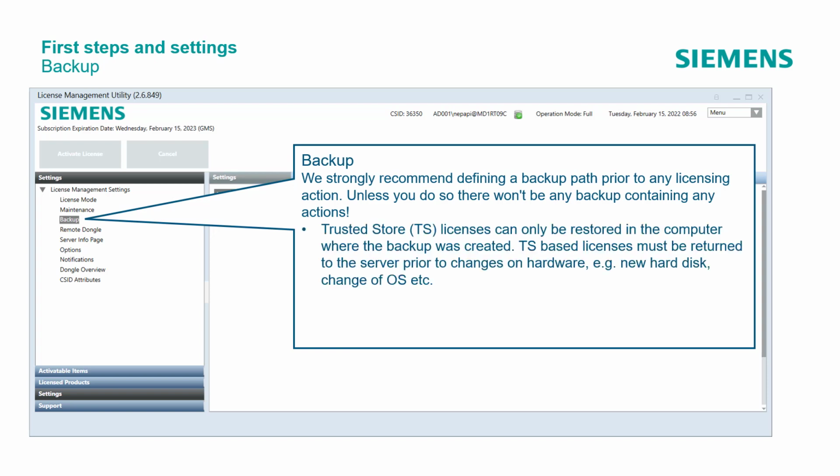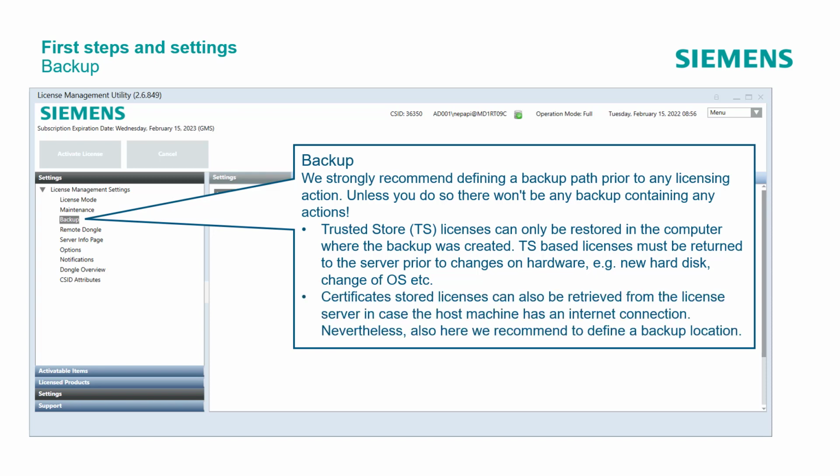Trusted store licenses can only be restored in the computer where the backup was created. Trusted store-based licenses must be returned to the server prior to changes on hardware, like a new hard disk, change of the operating system, etc. Certificate stored licenses can also be retrieved from the license server in case the host machine has an internet connection. Nevertheless, also here we recommend defining a backup location.